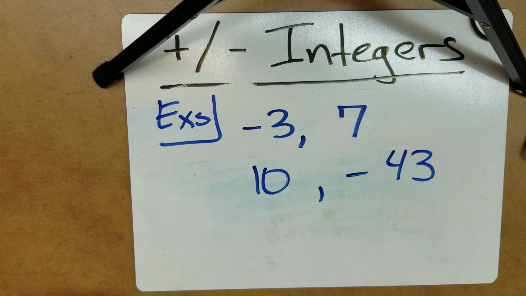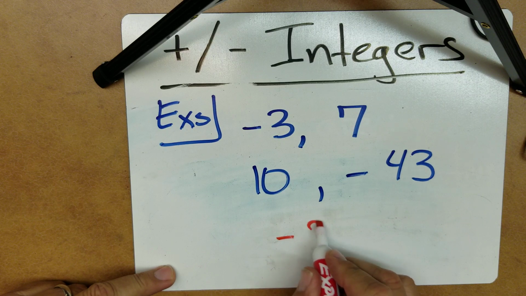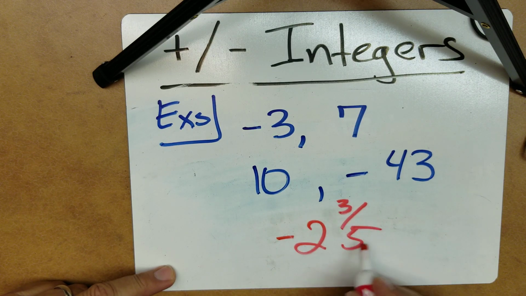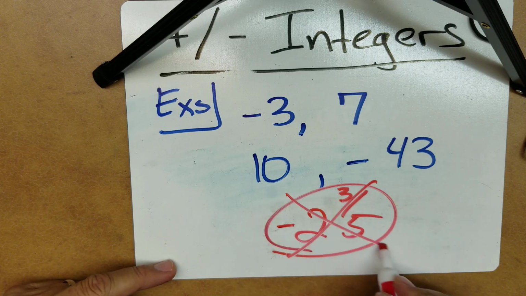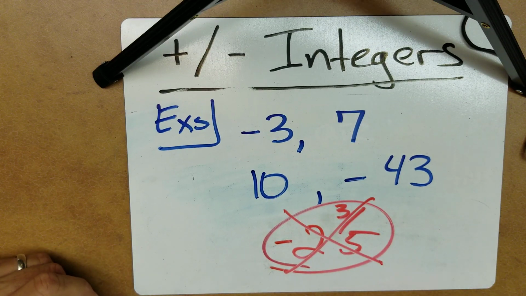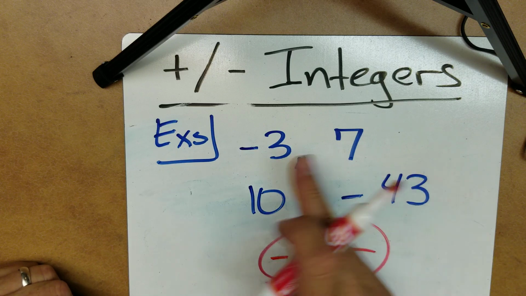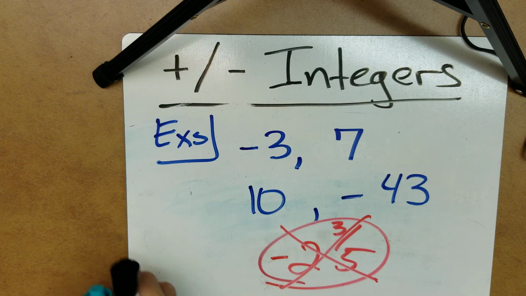But wait a minute, what about -2 3/5? Well, see, that is not a whole number, therefore that is not an integer, and we're not dealing with them today, so forget that. We are only dealing with the positive and negative whole numbers.